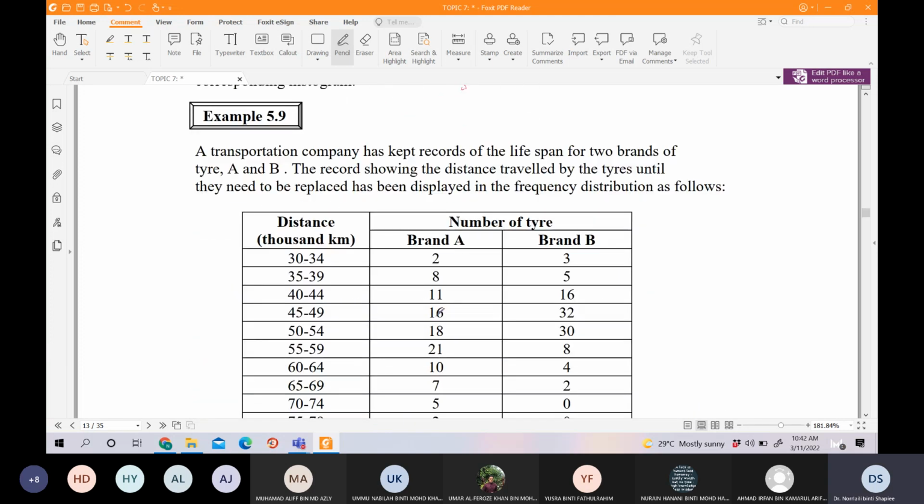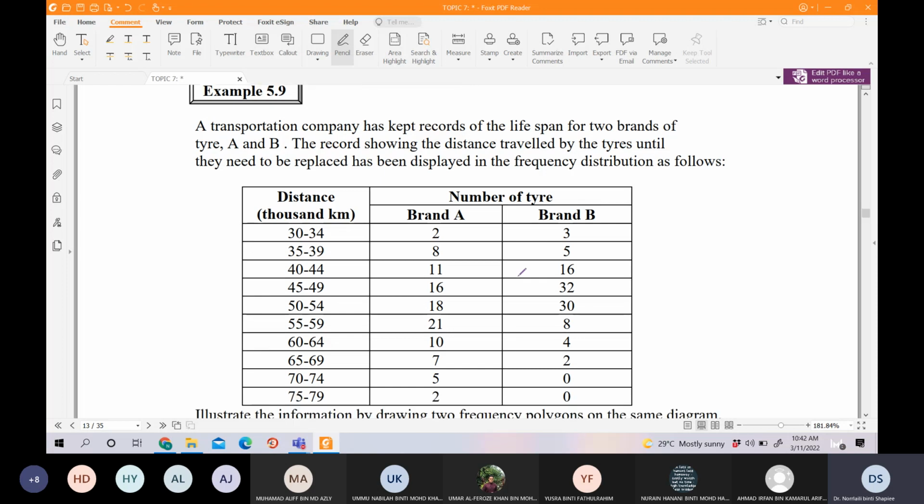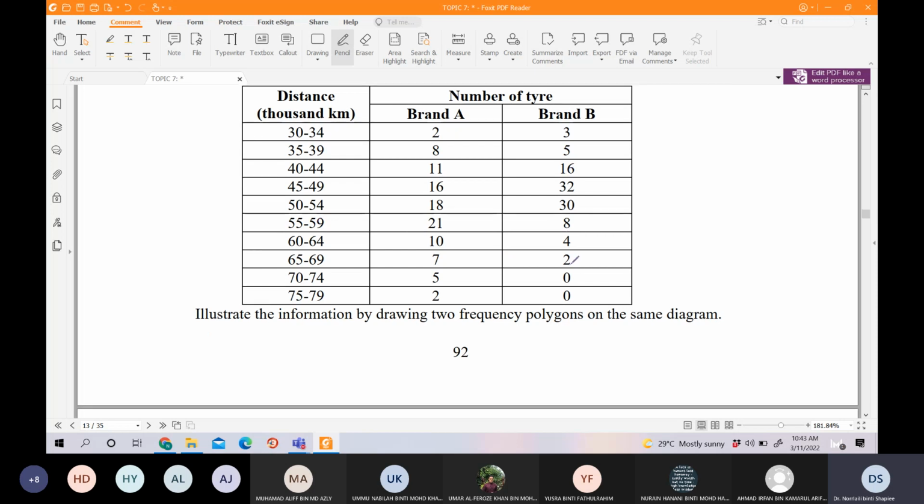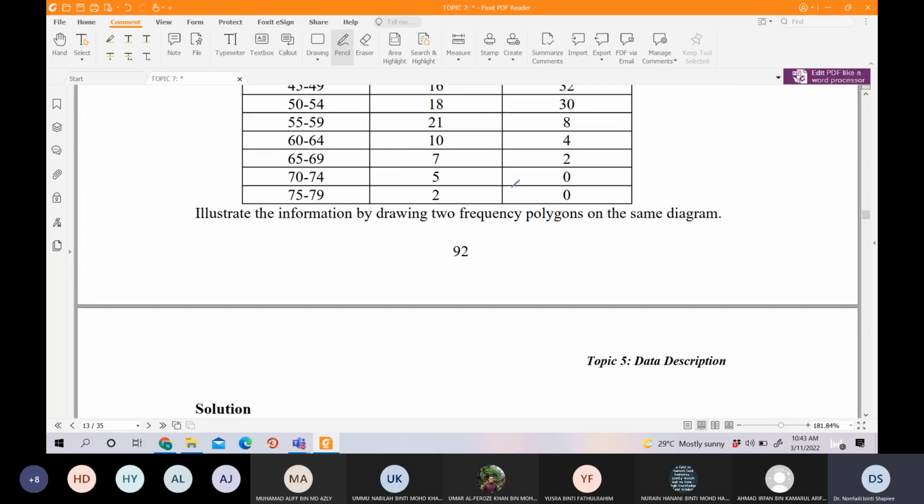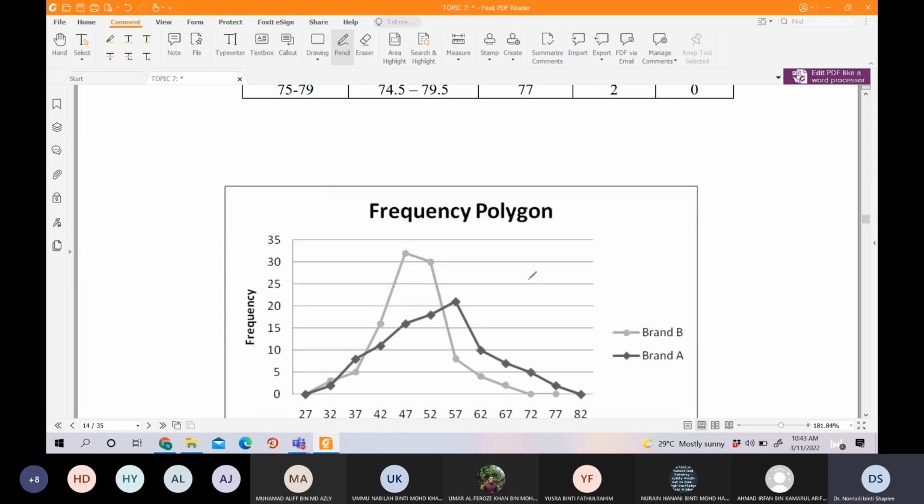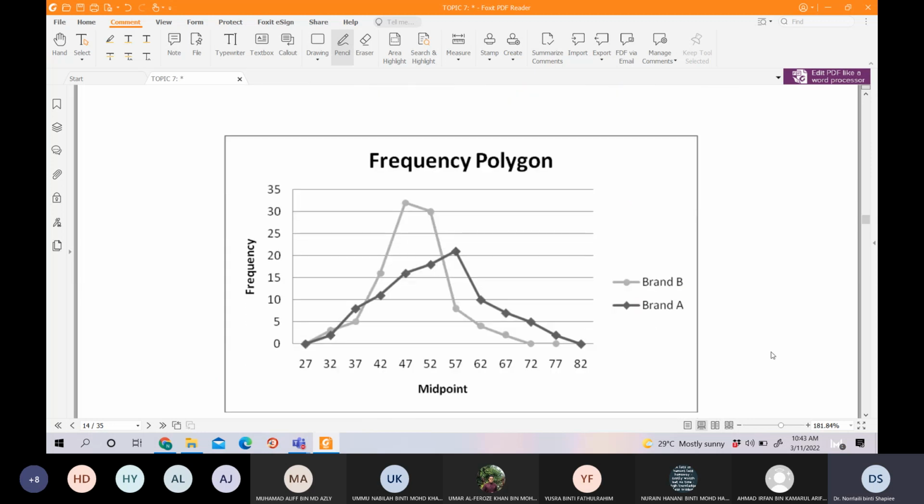Okay, so proceed to example 5.9. The transportation company has kept records of the lifespan for two brands of tire, A and B. So there are two types of tire. The record showing the distance traveled by the tires until they need to be replaced has been displayed in the frequency distribution as follows. This refers to our distance, and this is the type of tires. From here, you have to draw the frequency polygon in the same diagram.